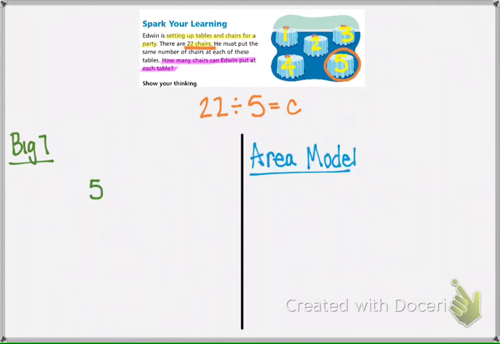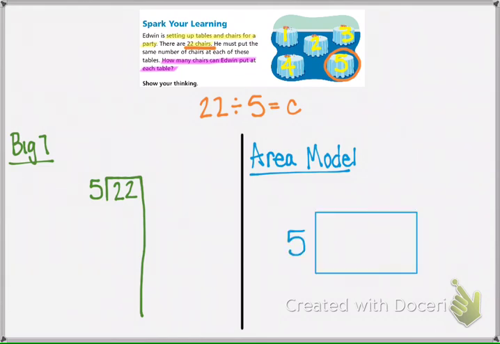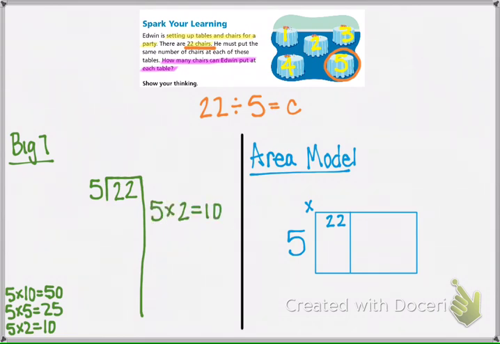We have 5 as our divisor on the outside of our big 7 and 22 as our dividend on the inside. On the area model side, we have 5 on the outside and 22 on the inside, just like our big 7. We can do our landmark numbers of 2, 5, and 10. So 5 times 2 is 10, 5 times 5 is 25, and 5 times 10 is 50. We can't do 50 or 25 because it's too big for our dividend, so let's do 5 times 2 is 10. We're going to subtract that from our dividend and get 12.